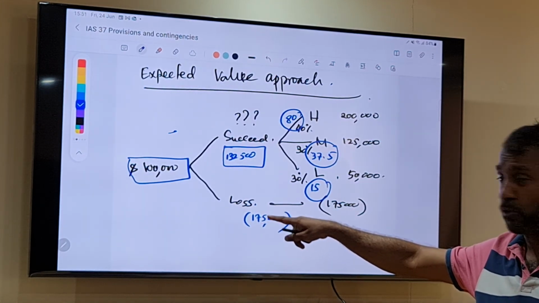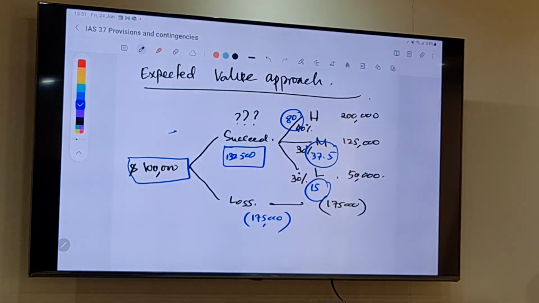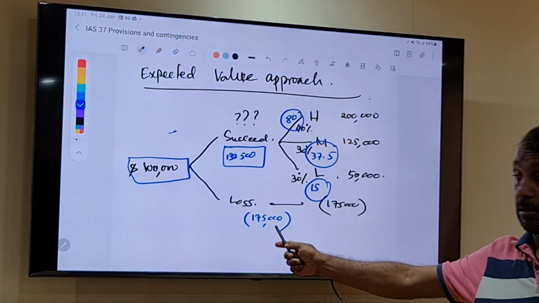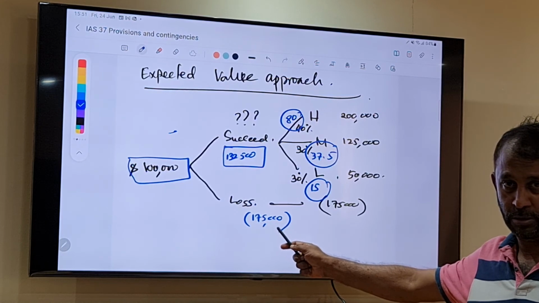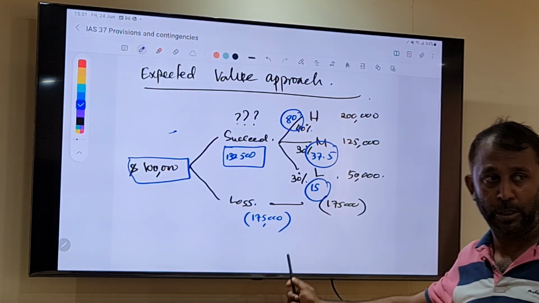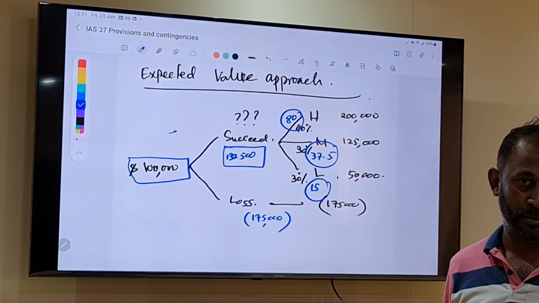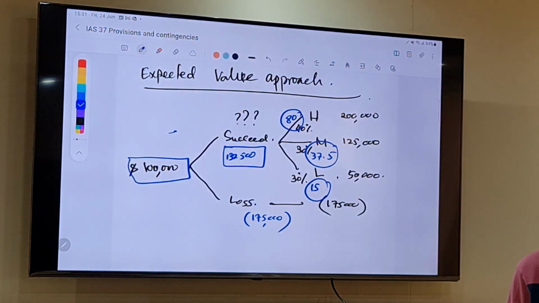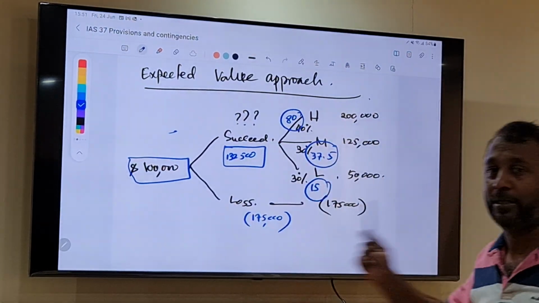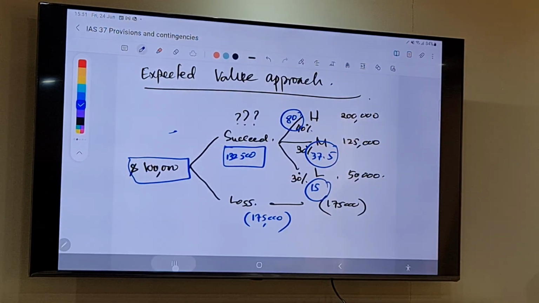But what is the loss? 175,000. So should you invest or not invest? Not invest. Why? The loss will be like 275,000, correct? Because this 100,000 is also investment, and then you are making a loss of 175,000. But the profit is only 32,500. So it's better not to invest. That's another theory. I'm not here to talk about that, because we are talking about accounting. But in provision, if the management needs to use a best estimate and has to use one technique, that technique is expected value. Just wanted you to understand that.